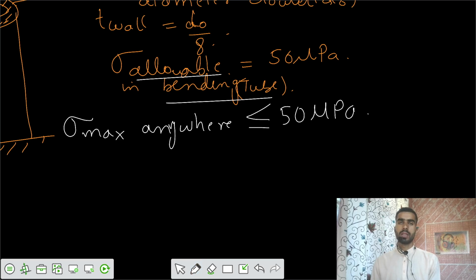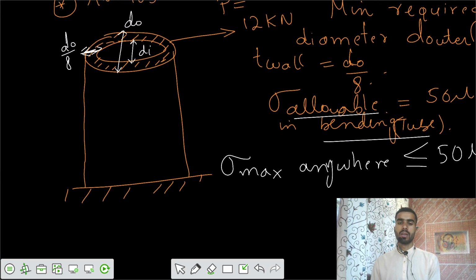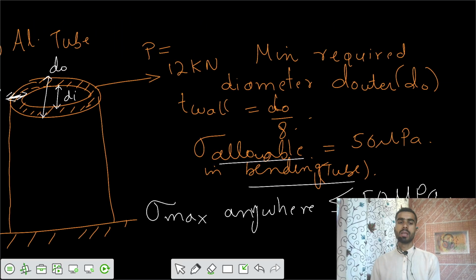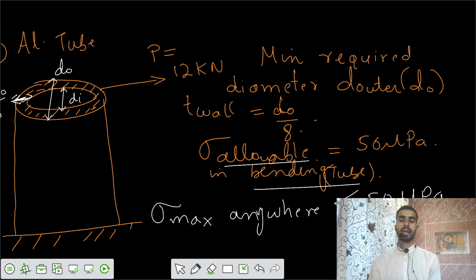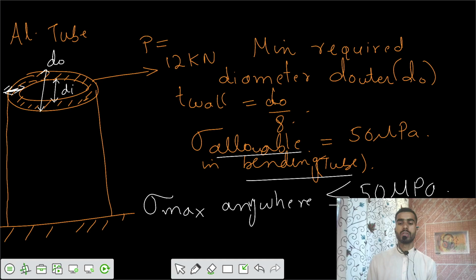We don't want the stresses because of the loading to be more than the 50 megapascal. We have to design the outer diameter in a way that sigma max anywhere along the section, in any section of the beam, any section of this length of 2.5 meter, so this is the total length of 2.5 meter, is lesser than the allowable stress.